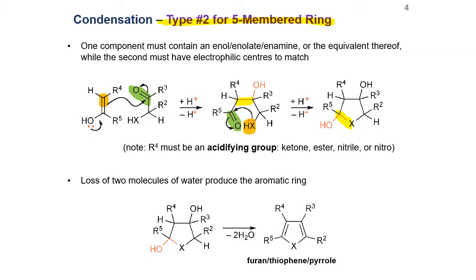And you can see that now you have 2 hydroxy groups that can be eliminated. So if you follow the same mechanisms, you can remove 2 molecules of water, and at the end introducing 2 double bonds and forming aromatic systems. For example, furan, thiophene, or pyrrole, depending on which heteroatom you use.